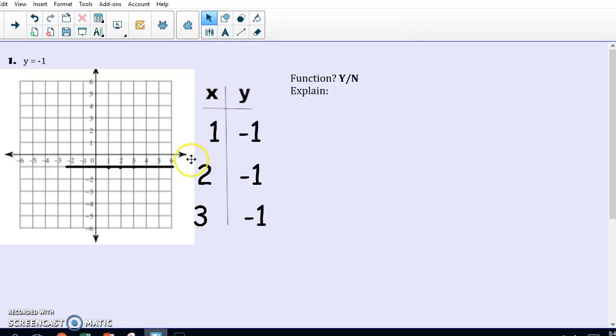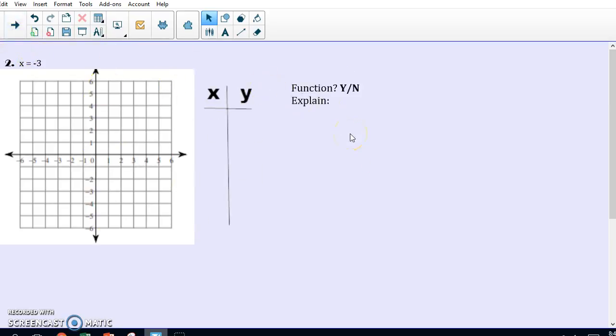Now, is this horizontal line creating a function? Yes, it is. It creates a function because if I am using the vertical line test, as I go from left to right over this line, there is no place where my vertical line would cross any point more than one time.